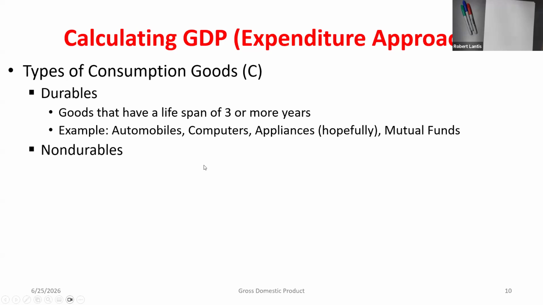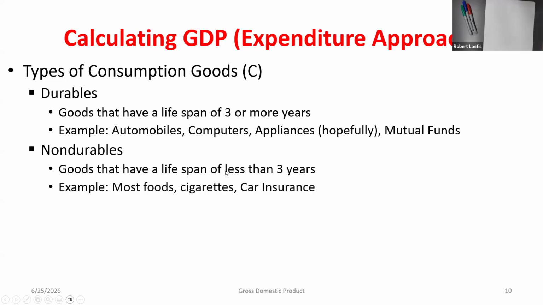Non-durable goods, it's the flip side, right? It's goods that are going to last less than 3 years. So most food doesn't keep for more than 3 years, so it should be a non-durable good. Cigarettes, right? People buy them, and they're consuming them relatively quickly. They're not going to last more than 3 years. And then another one to think about, something like car insurance. When I buy car insurance, that's typically only for a year. So once I purchase it, it's a service, but it's only good for a year. If I want to have more than 3 years, I have to keep purchasing it year after year. So that would technically be a non-durable good.